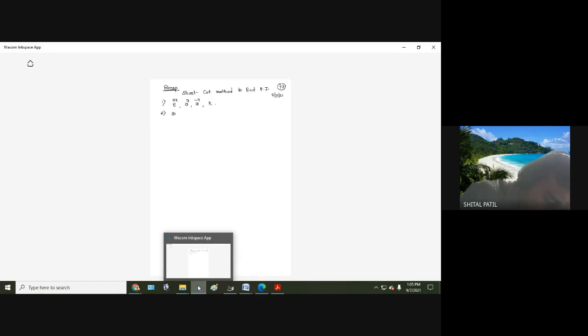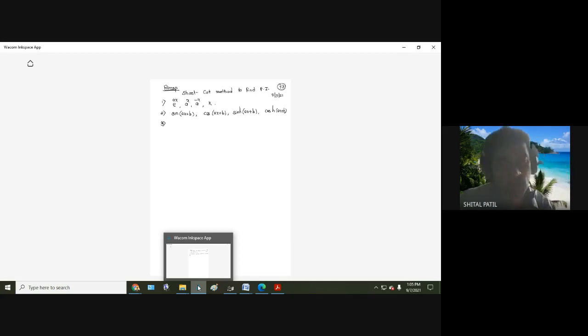Then we studied the shortcut method for trigonometric functions, sin(ax plus b), cos(ax plus b). Then sin hyperbolic of ax plus b, cos hyperbolic of ax plus b. No shortcut method is there for the remaining functions, nor for the inverse trigonometric functions. Then we studied the shortcut method for polynomials.